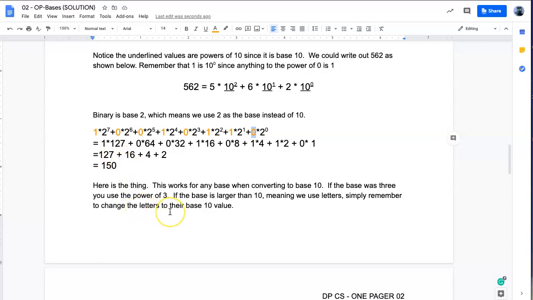And like I say, here's the thing. This works for any base when converting to base 10. If the base was 3, you'd use powers of 3. If the base was 5, you'd use powers of 5. We happen to use base 2, base 16, and actually base 8 as well, because they work really well with computers. Computers only work in base 2 because it's on or off. But base 16 is really nice because it's a power of 2 and it allows us to simplify representation.